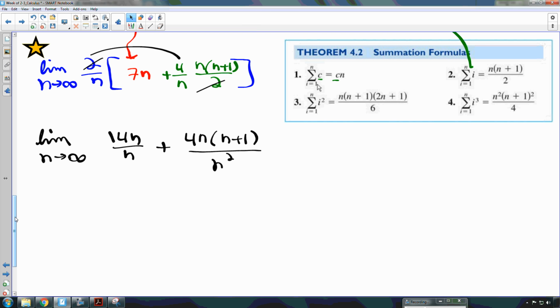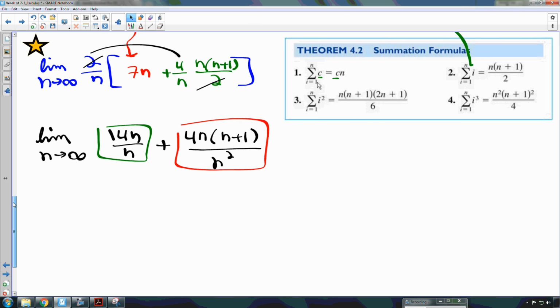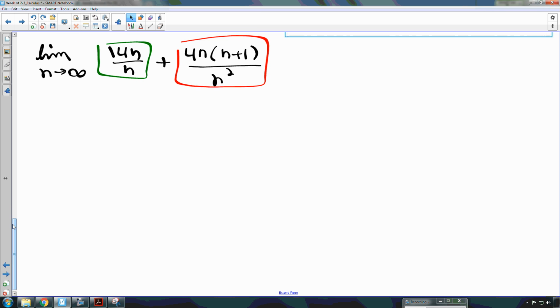So we're just taking the limit of both of these things. With limits, you can take the limit of this and then the limit of that separately. Some of you are going to want to go ahead and get a common denominator. You don't need to do that. That's crazy.